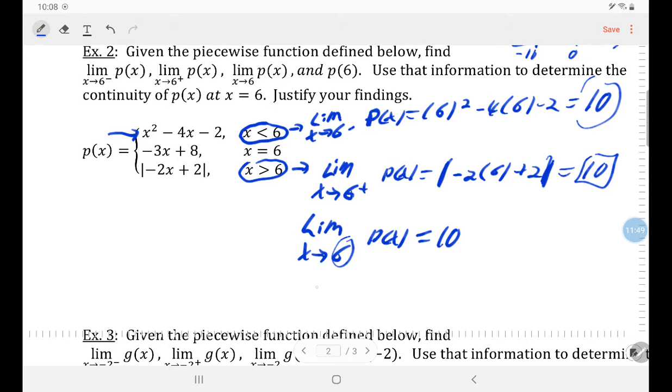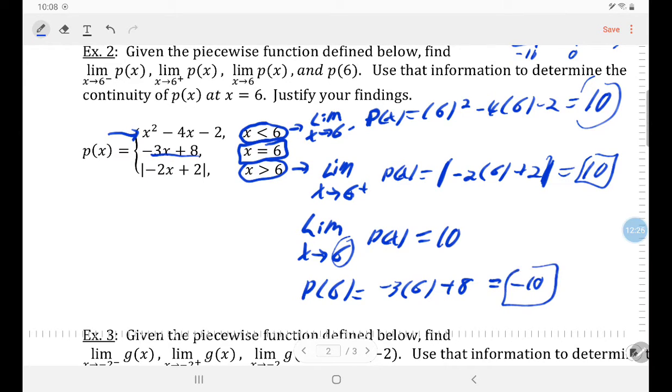So then what about finding f of c? Or instead of calling it f of c, I'm going to gear it towards this particular situation and call it p of 6. Well, that's when I want the function to equal it. So this is the value right here, x equals 6, I'm going to use to find my value. So I'm going to take -3 times 6 and add 8. That's -18 plus 8. That is -10.